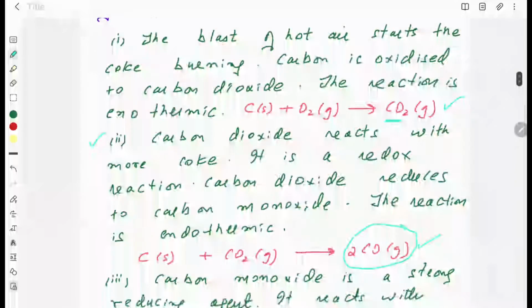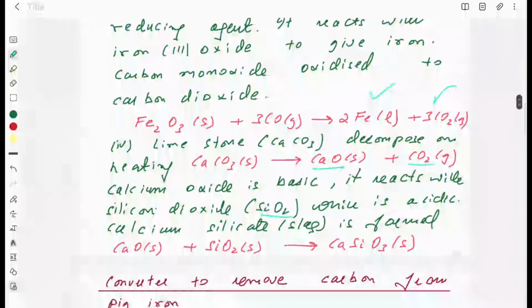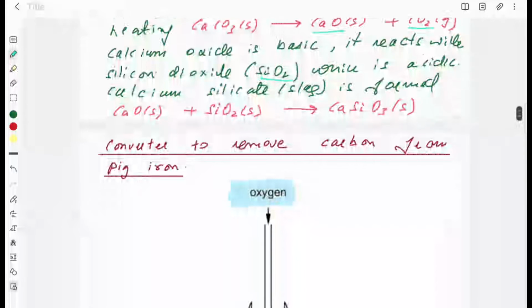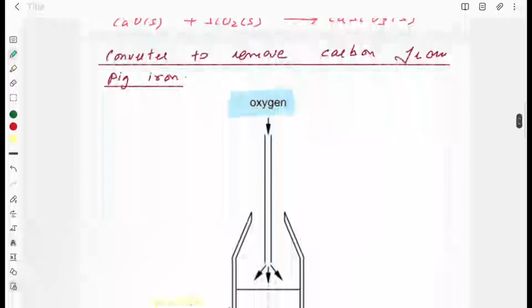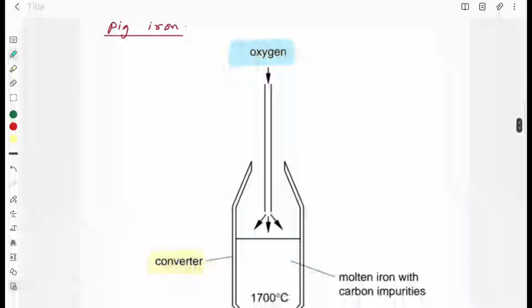So this is how iron is extracted. This iron is called pig iron because it contains some impurity. Main impurity is carbon. There is 4% carbon in the pig iron, which we are extracting through the blast furnace. So in order to further refine pig iron, we put it in a converter. So you can see a converter.